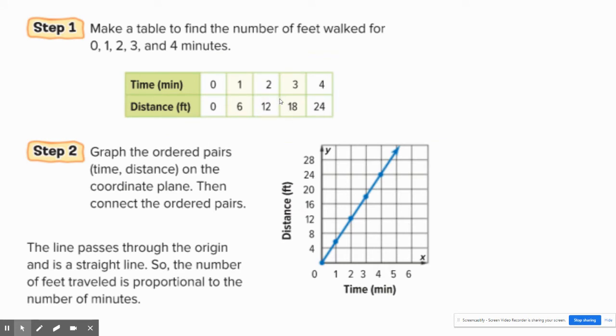And here's that table again. So if we graphed 1 and 6 and 2 and 12, we would see that we definitely have a straight line, and we would see it went through the origin. Those are the two things you need for a graph to show proportional values. Straight line through the origin.